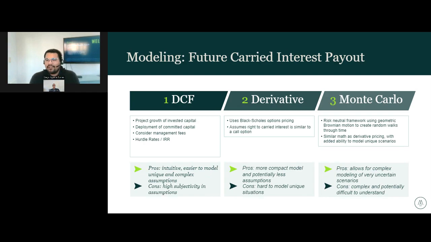So, modeling out the future carried interest. There are 3 common methods we consider in modeling out the carried interest. They are the DCF, the derivative, and a Monte Carlo simulation method.